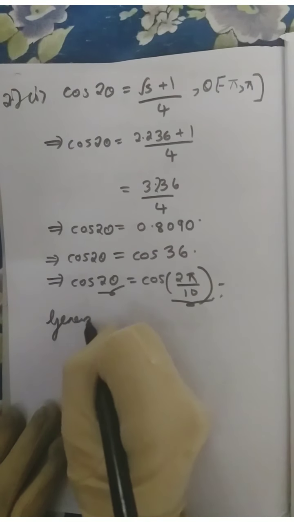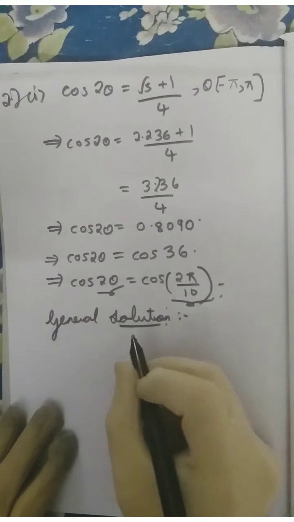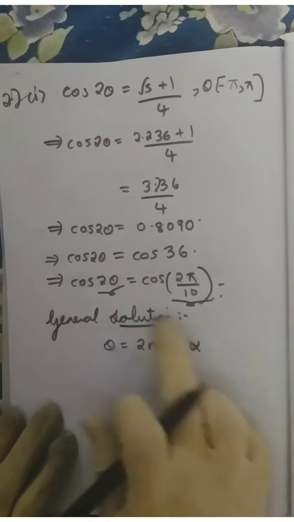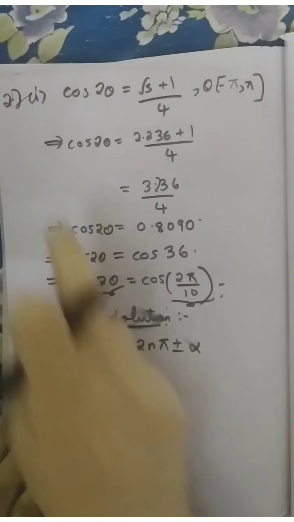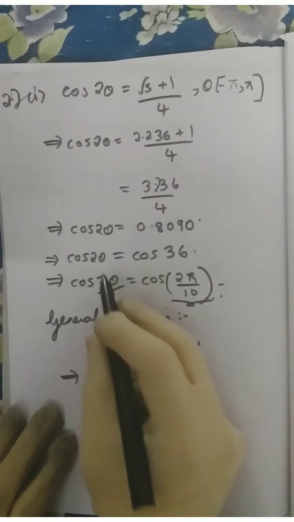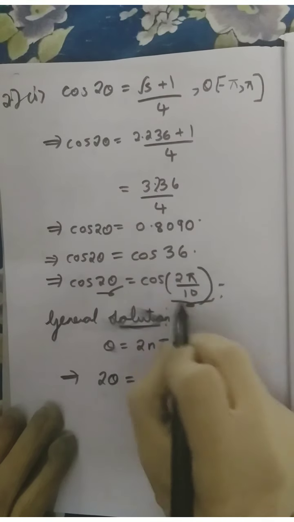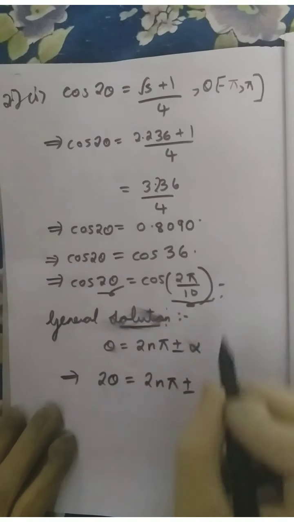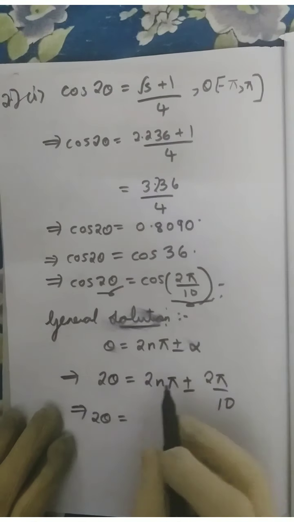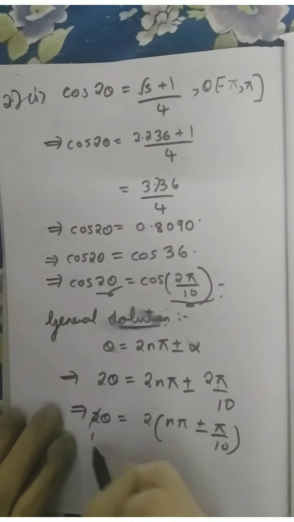Now my general solution is the formula for cos. Remember the table? From the table we get to know that theta is equals to 2n pi plus minus alpha. This is the formula to find out the general solution in case the angle is given in terms of cos. Remember it. So the angle here I have is 2 theta, that is 2 theta is equals to 2n pi plus minus alpha. Here alpha will be this value, 2 pi by 10. So plus minus 2 pi by 10 I have over here. 2 theta is equals to, this 2 I can take common, it becomes n pi plus minus pi by 10. So 2 ones are 2, 2 ones are 2.